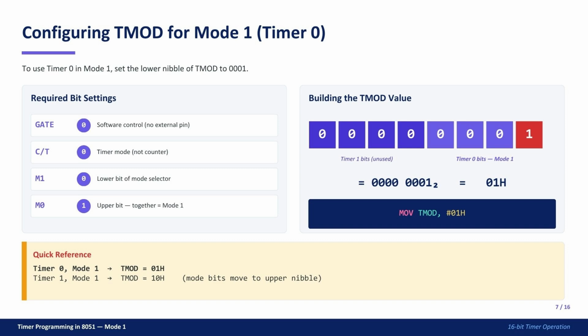In assembly, the instruction is MOV TMOD, #01H. This single instruction configures timer 0 to run in mode 1 as a software-controlled timer. Just for reference, if you want timer 1 in mode 1 instead, you will load 10H into TMOD, because now the mode bits are in the upper nibble.